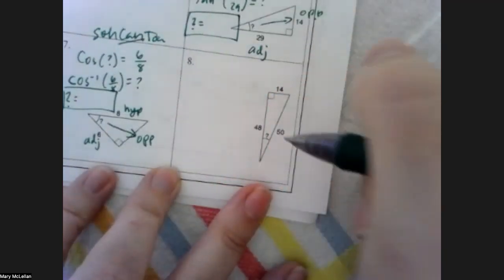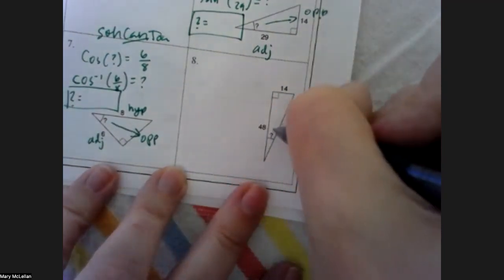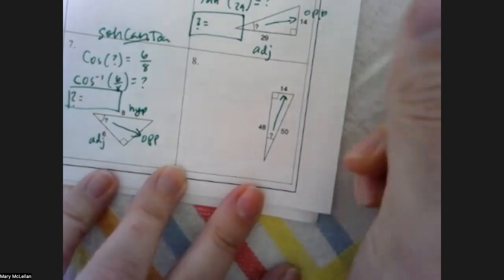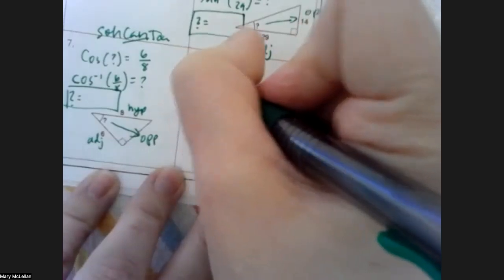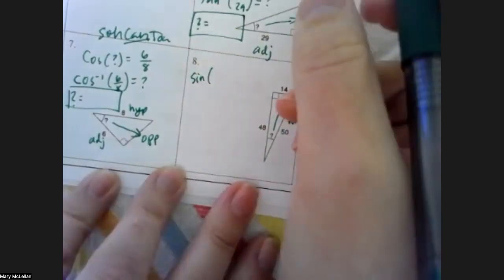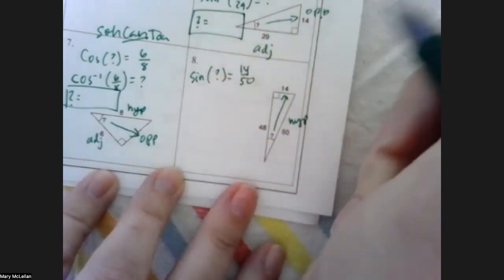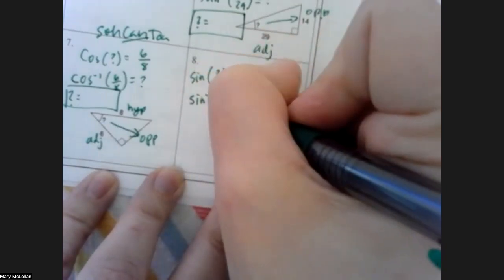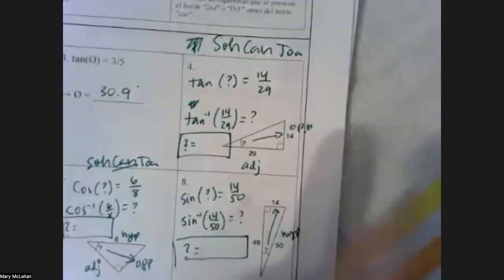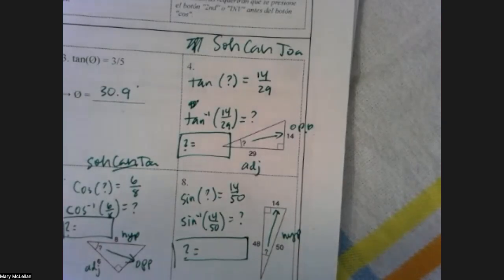Speaking of last problem. Ooh, I have choices. Okay, it shouldn't matter how I do this. I'll use sine. I like sine. Sine of my angle is equal to 14 over 50. So the inverse sine of 14 over 50 is going to equal my angle. So my angle must be whatever I get when I plug that in my calculator. Now I'm going to go ahead and plug all of these in my calculator.